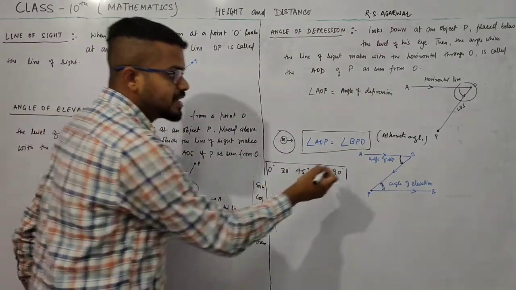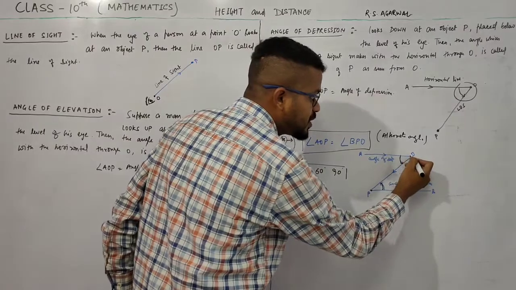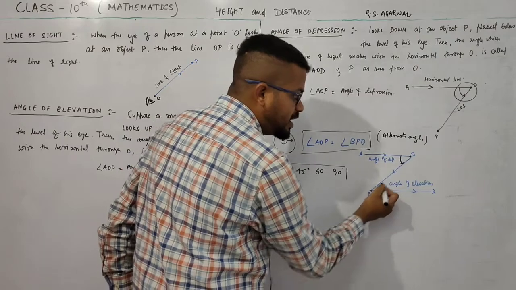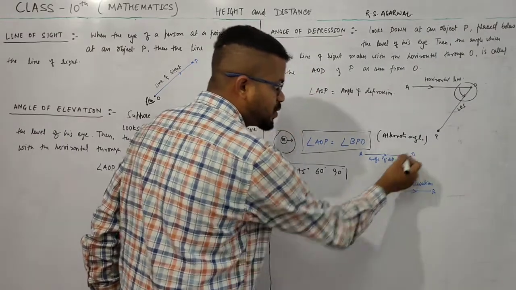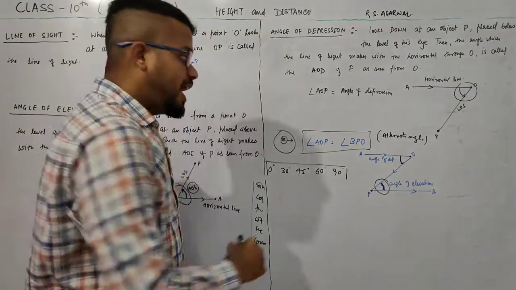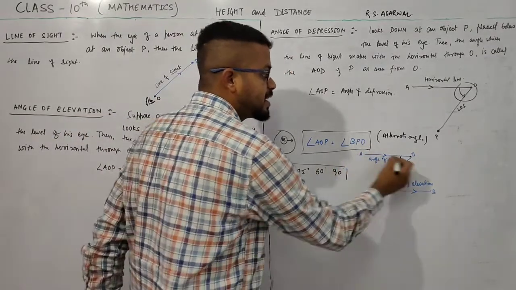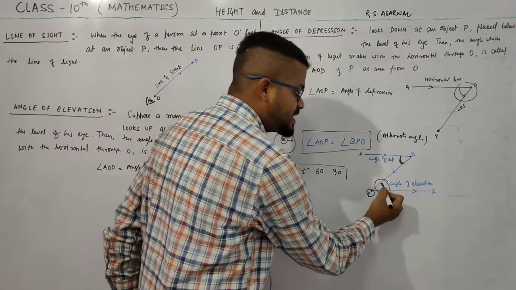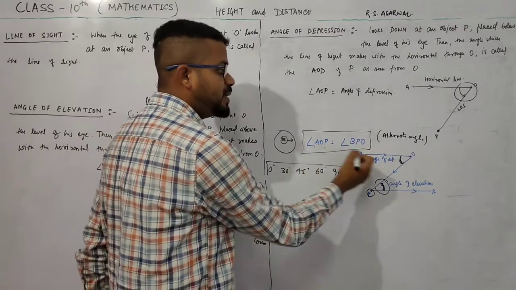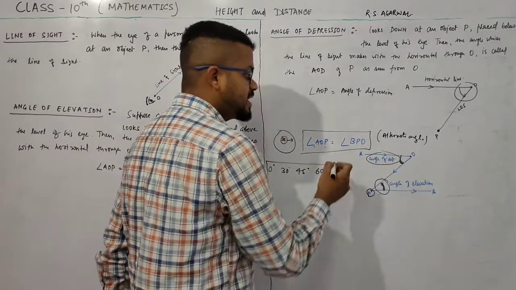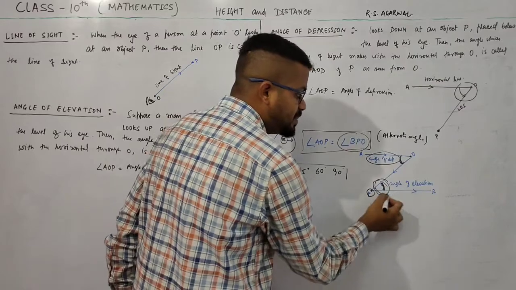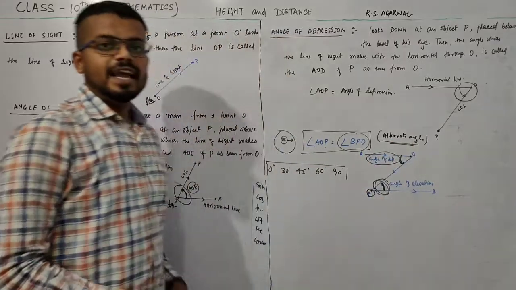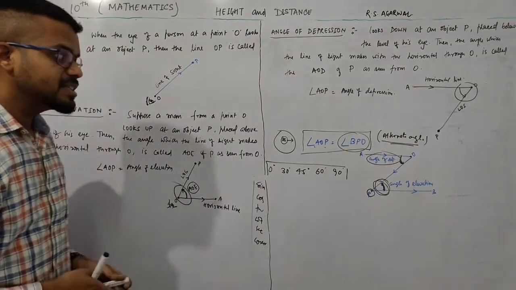Now here is the point, and here is the object. The angle of elevation is this angle BPO. When the object is here, this is the angle of depression. Angle AOP is the angle of depression, and angle BPO is the angle of elevation. Both are equal because they are alternate angles. Okay, these are the three points.